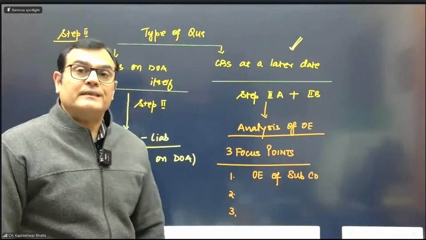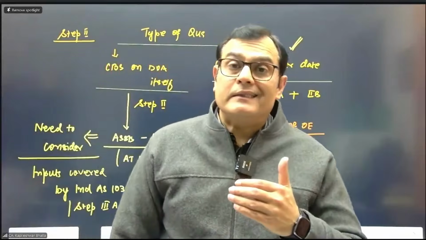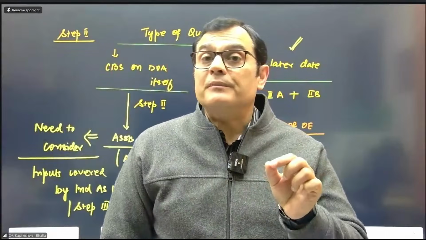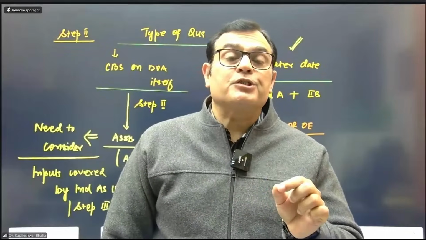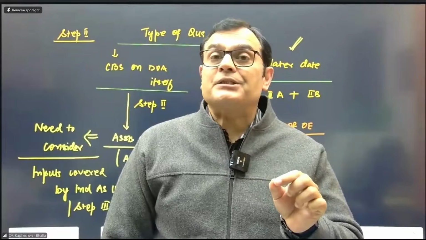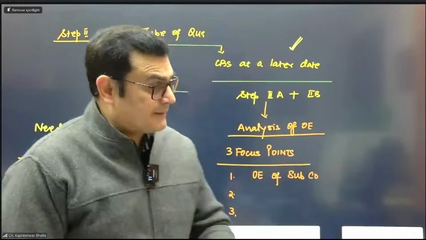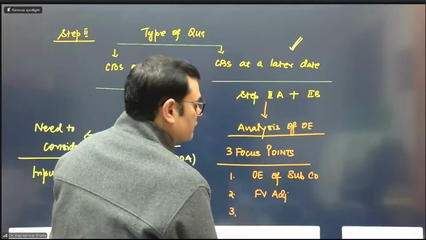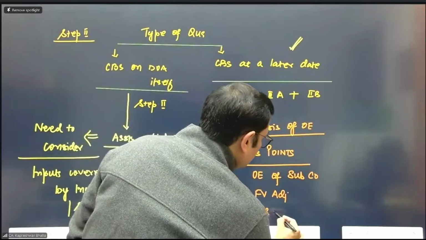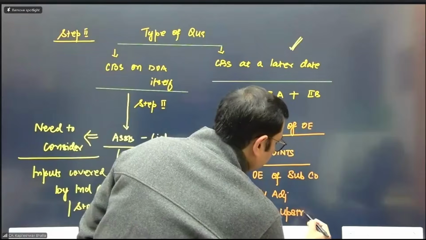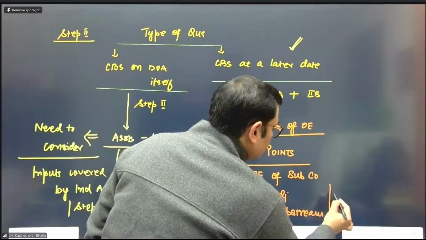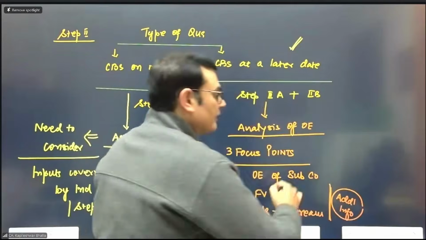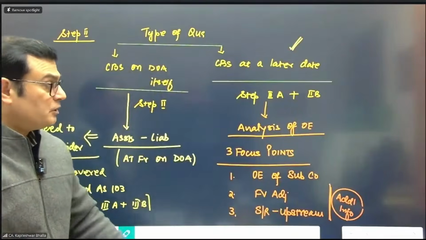The second focus point in analysis is to go to the additional information and see if there is any stock reserve which is upstream in nature. The third is to go to the additional information and see if there are any fair value adjustments. We'll see any stock reserve which is upstream in nature. All this information is going to be available in the additional information. So these 3 focus points need to be very clear.